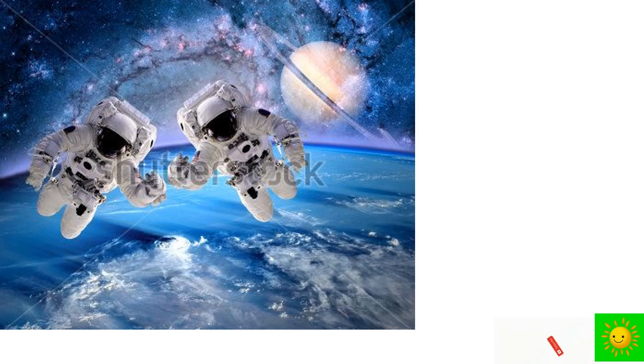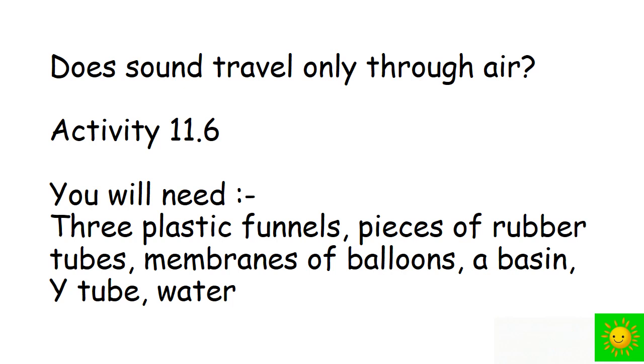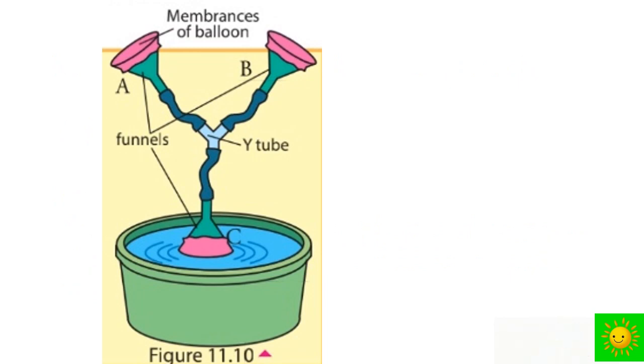We hear different sounds when sound propagates through air to our ears. Does sound travel only through air? Let's find out whether sound propagates through air, liquid and solid media. We need three plastic funnels, pieces of rubber tubes, membranes of balloons, a basin, a wire tube and water. What we have to do: assemble the equipment as shown in the figure. Hold the funnels A and B on your ears and dip the funnel C in the basin of water.